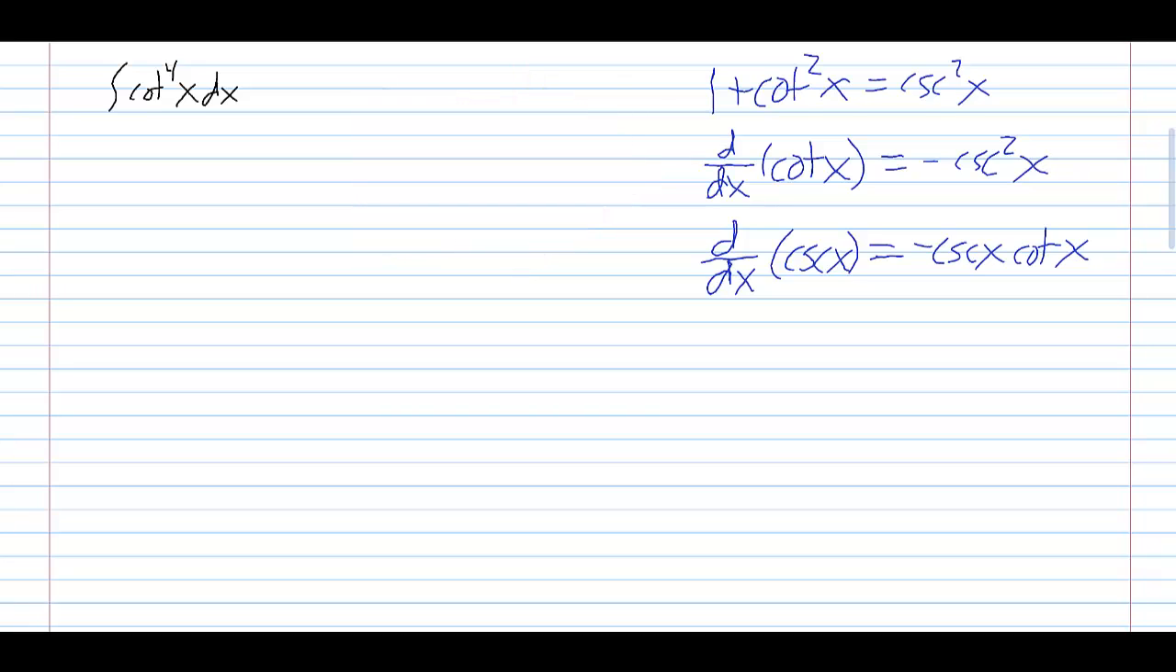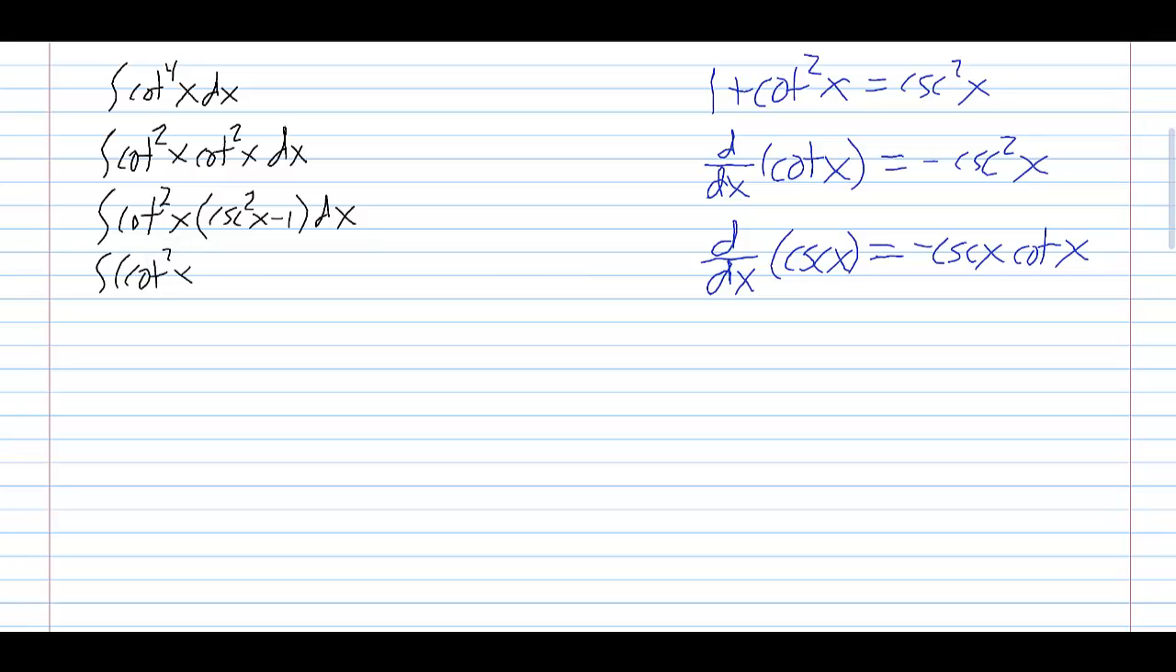Okay, so now I begin the antiderivative of cotangent to the fourth by rewriting it as the antiderivative of cotangent squared times cotangent squared. And I'm going to use my identity, 1 plus cotangent squared is cosecant squared, to rewrite this as the antiderivative of cotangent squared x times the quantity cosecant squared x minus 1. And then if I go ahead and distribute that cotangent squared, I'm going to get the following: cotangent squared x cosecant squared x minus the cotangent squared x.